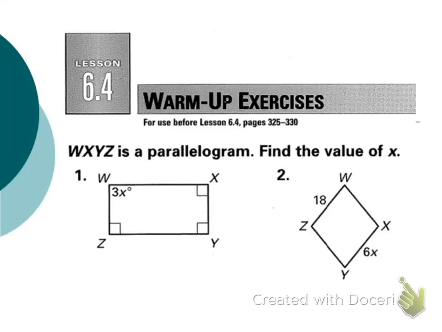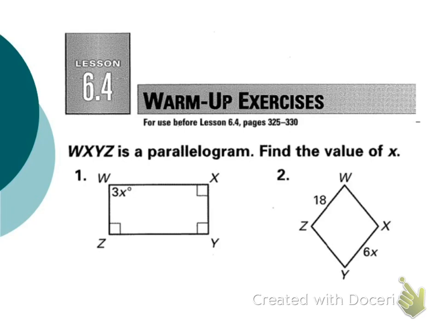All right, before we get started on 6.4, we will review our parallelograms one more time. Number 1 tells us that WXYZ is a parallelogram. We need to find the value of x. A parallelogram is going to be a quadrilateral, meaning that it has how many sides?